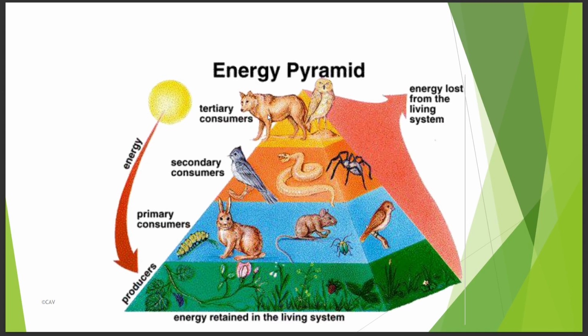Next is the pyramid of energy. It represents the total amount of energy at each trophic level. Energy is expressed in terms of rates, such as calories per unit area per unit time. The pyramid of energy is always upright. It can never be inverted.